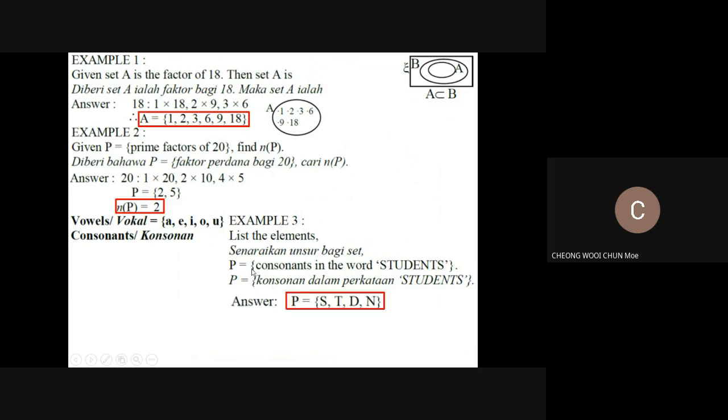So example 3, list the elements. Elements of P are consonants in the word students. So you must write down consonants. That means not vowels. U and E are vowels. So the rest you put here, but you don't repeat the same letters. Double S, put only one. T double, put one. D, okay put. N, put. Okay, so you get S, T, D, N.